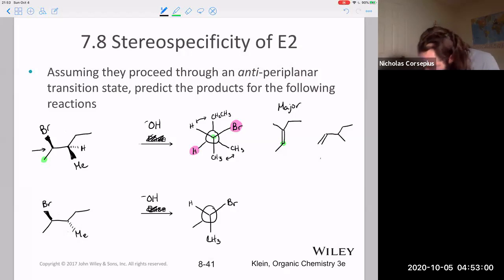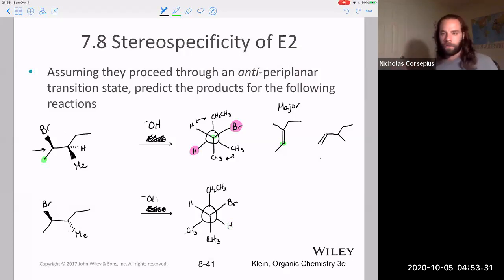But now the methyl group is pointed over here. My ethyl group is still up, and the hydrogen. So as it's drawn, there's no elimination reaction that will occur in this particular rotational conformation, right? Because this hydrogen and this bromine are not coplanar. So instead I have to rotate to make them coplanar.